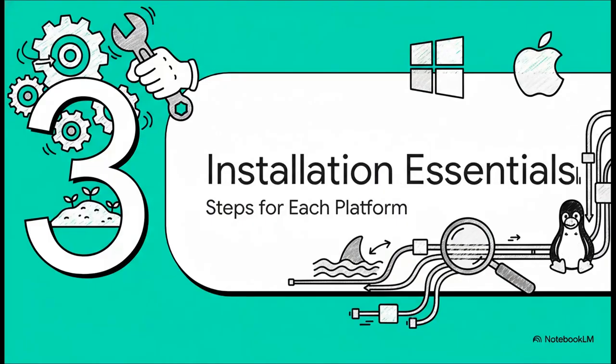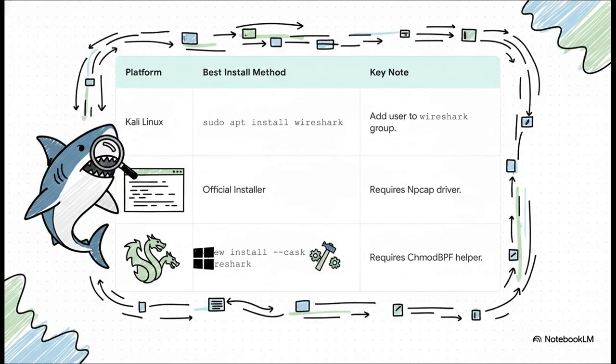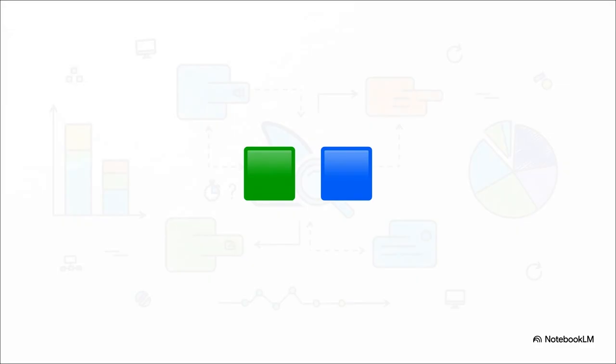So, ready to get your hands dirty? Let's talk installation. It's pretty straightforward, and we'll just cover the essentials for the 3 main platforms you're probably going to be using. All right, the install process is pretty painless. On Kali Linux, it's a simple apt install, but, and this is critical, don't forget to add your user to the Wireshark group. For Windows, just use the official installer. It'll handle the npcap driver for you. And on a Mac, Homebrew is by far the easiest way. Just be ready to approve the ChmodBPF helper it needs to install. Just keep those key steps in mind for whatever system you're on, and you'll be up and running in no time.